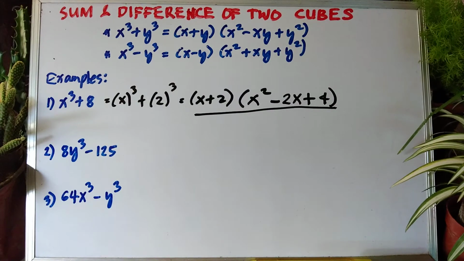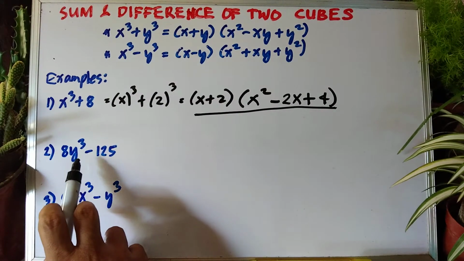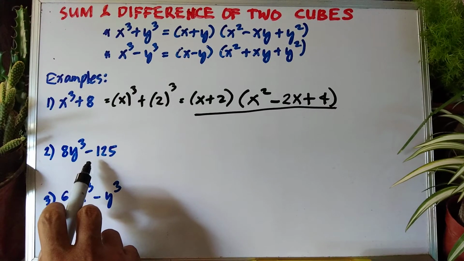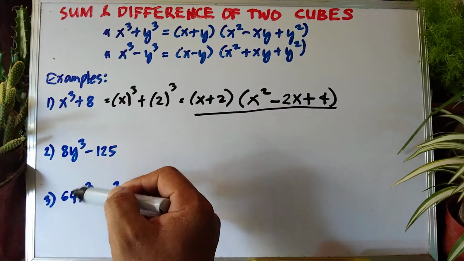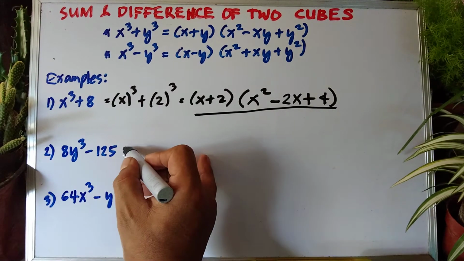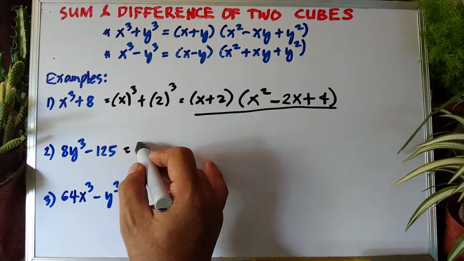Now, let us consider example number 2. You have 8y cubed minus 125. So, this is a clear difference of two cubes. Again, let's repeat what we did in the first example. Here, we get the cube root of 8, which is 2.